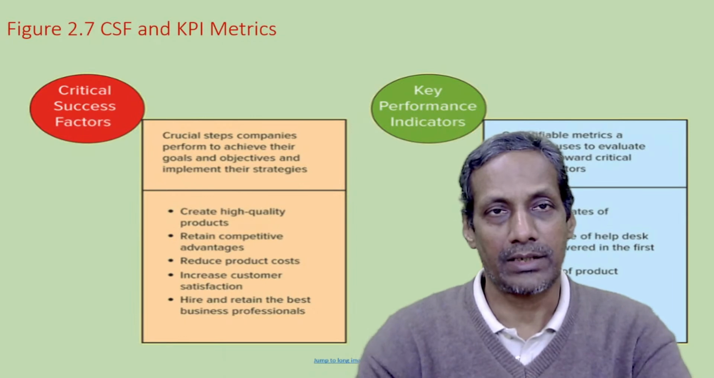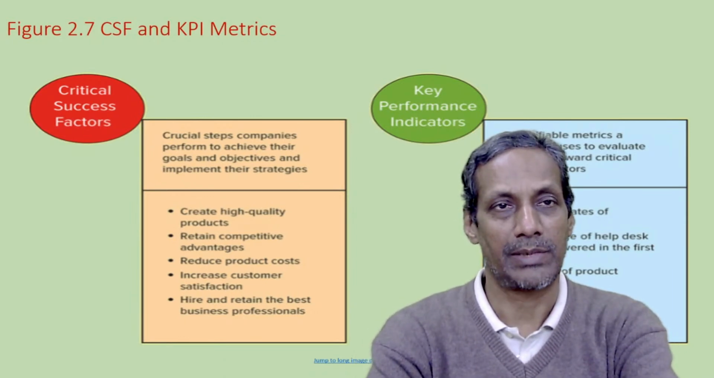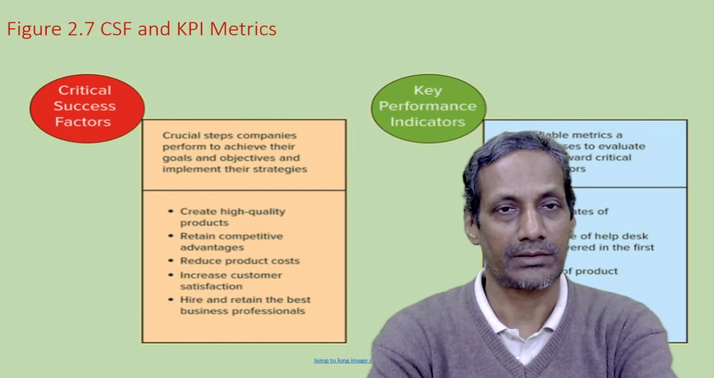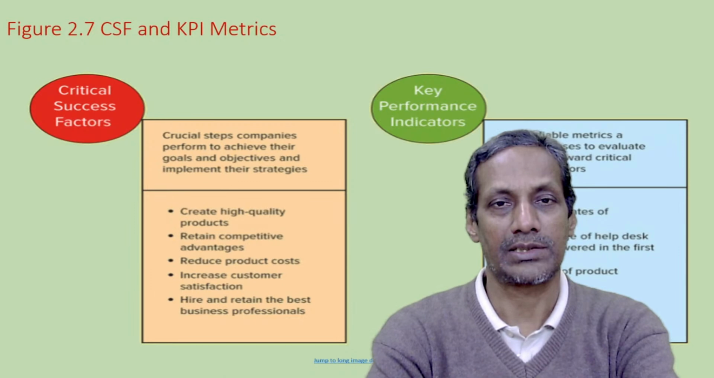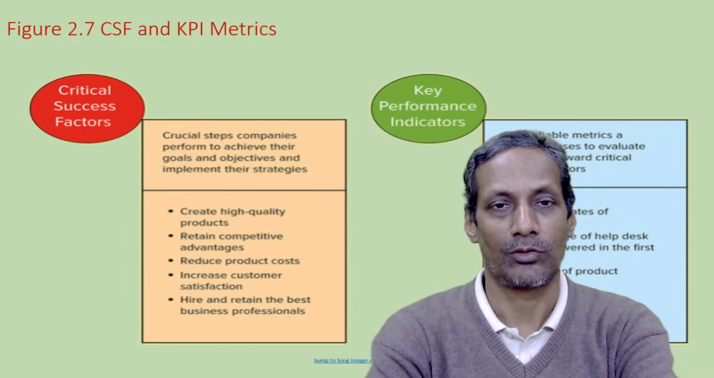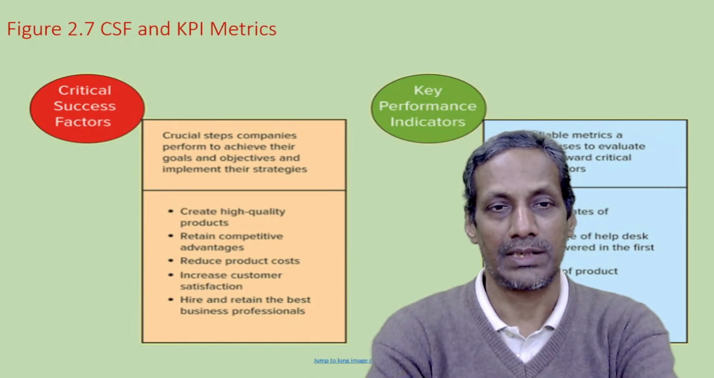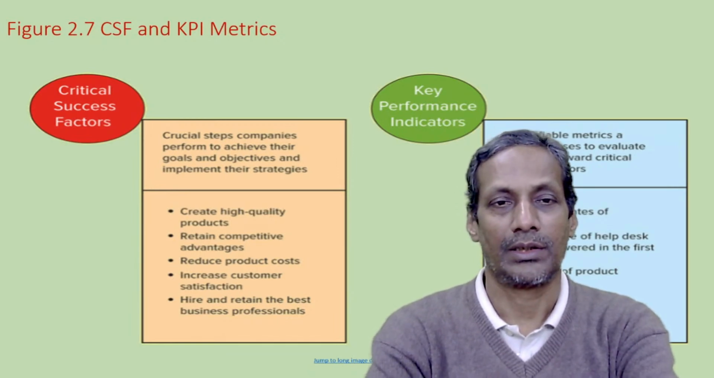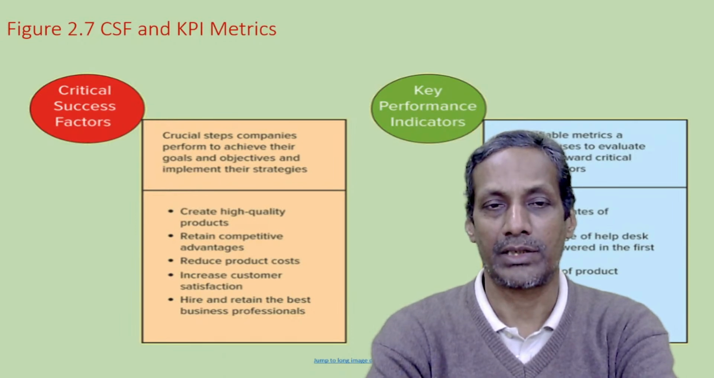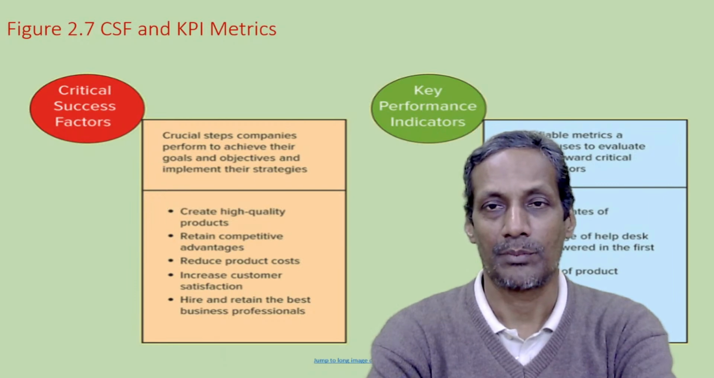So take a look at the key performance indicators of the metrics and the critical success factors. The critical success factors are nothing but the crucial steps companies perform to achieve their goals and objectives and implement their strategies. The CSFs help to create high quality products, retain competitive advantage, reduce product costs, increase customer satisfaction, and hire and retain the best business professionals.